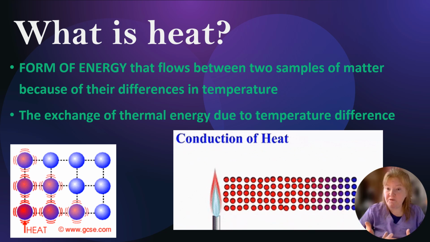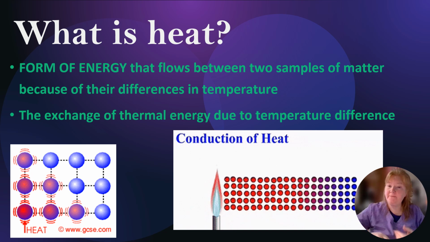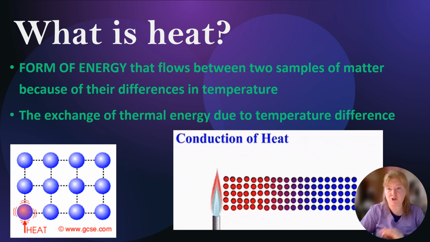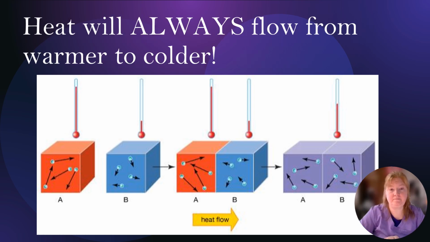So heat is movement. It's moving energy. It's moving because of differences in temperature. So thermal energy flows. That's heat. And why is it flowing? Because of differences in temperature. How will it flow? It will flow from warmer to colder always. Warmer to colder. So heat will flow between objects when the temperatures are not the same, and it will flow until the temperatures are the same, and will always flow again warmer to colder. So warmer to colder until the temperatures are the same.